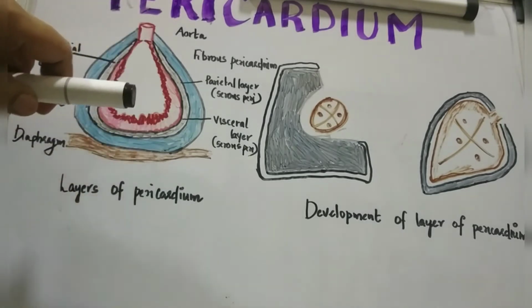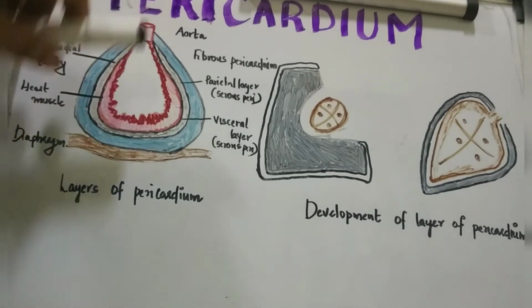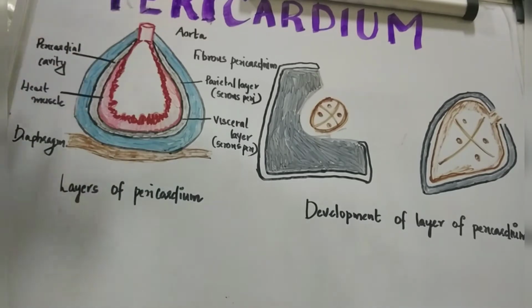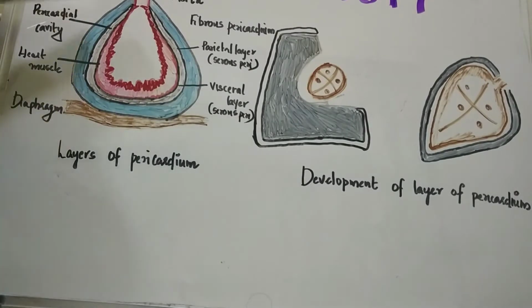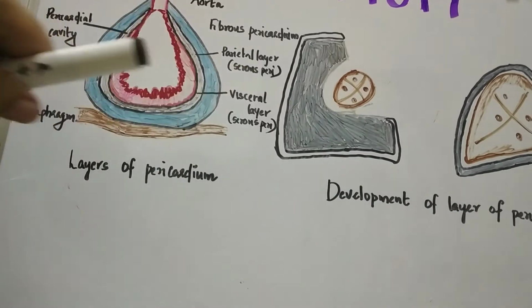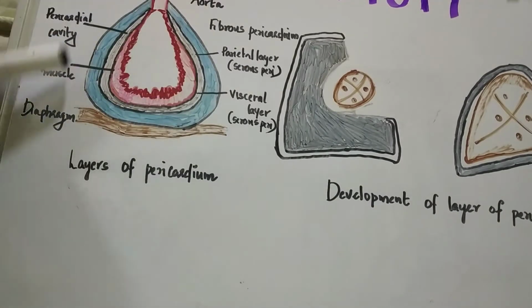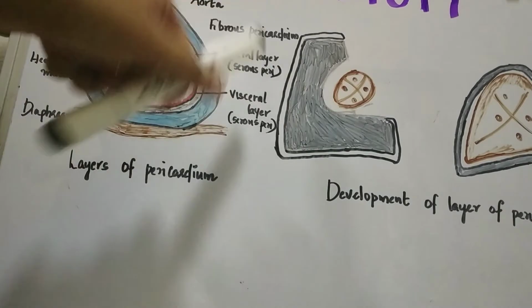Anteriorly, it is attached to the upper and lower parts of the body of the sternum by the superior and inferior sternopericardial ligaments. Posteriorly, it is related to the esophagus with the nerve plexus around it, the principal bronchi and the descending thoracic aorta. On either side, it is related to the mediastinal surface of the lungs, the mediastinal pleura, the phrenic nerves and the pericardiophrenic vessels.